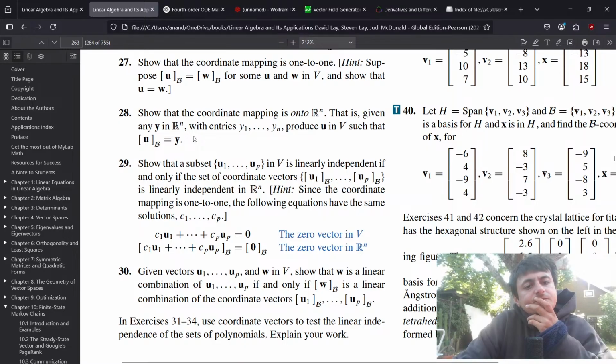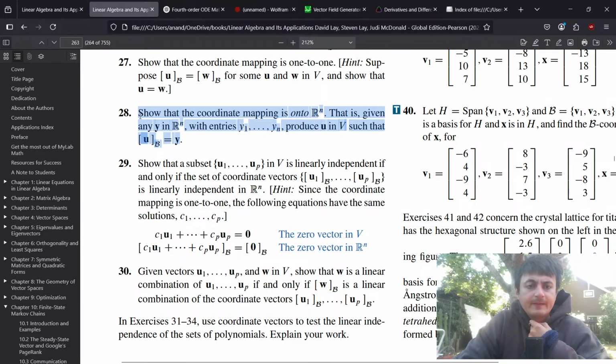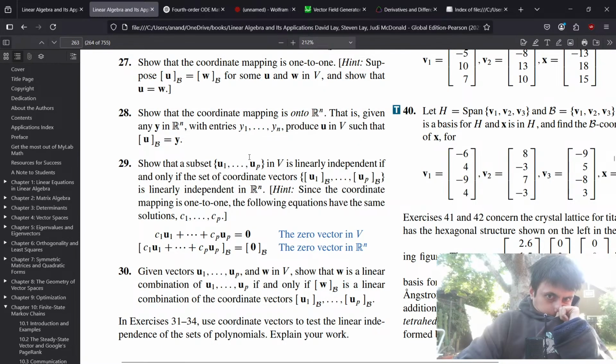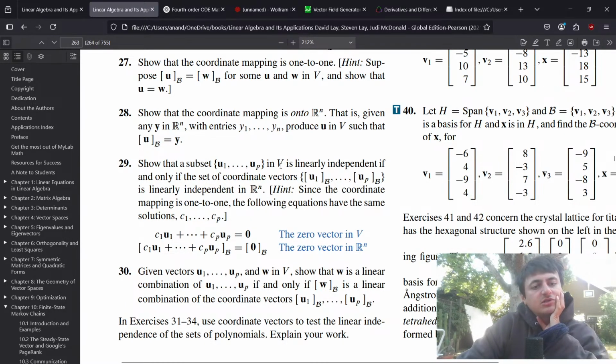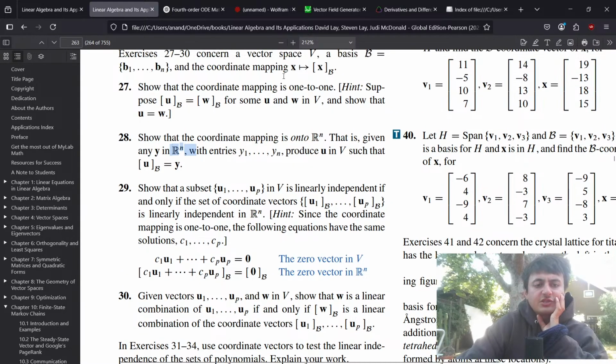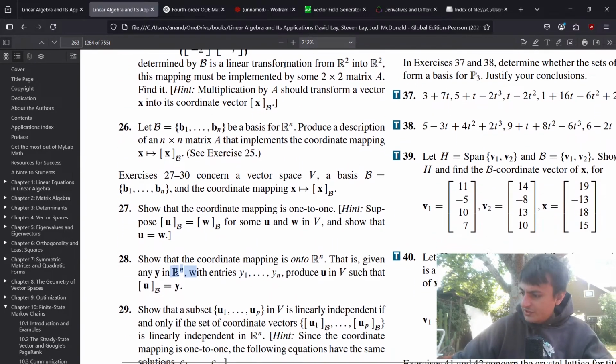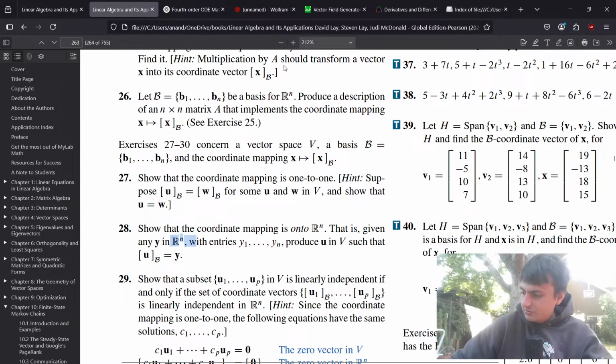Okay, 28, show that the coordinate mapping is onto. Okay, to show that it's onto, you take some arbitrary element y in R^n, and, okay, 27 and 28 are going to be good problems. What was 26? All right, 26, 27, 28.